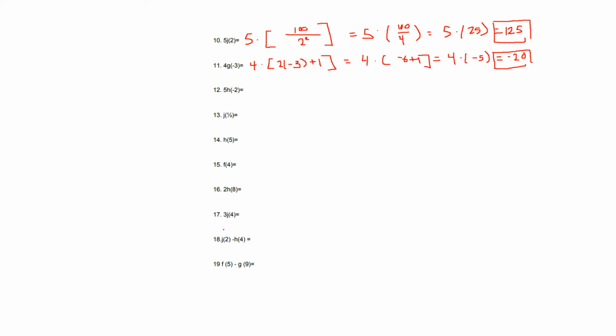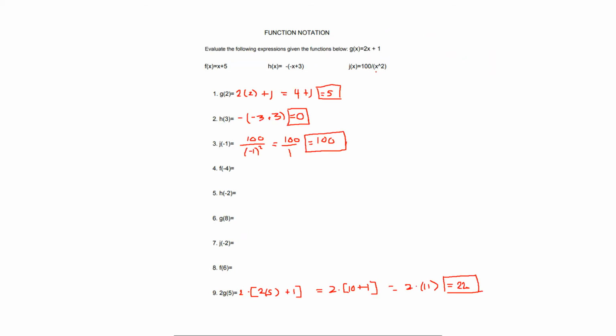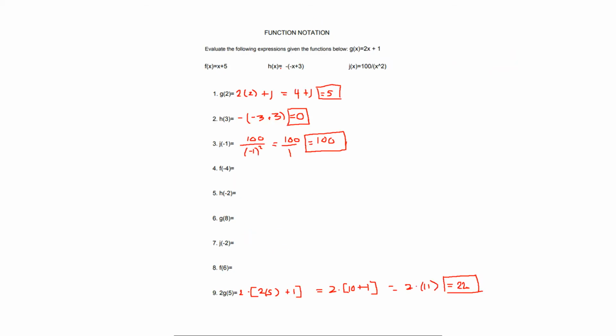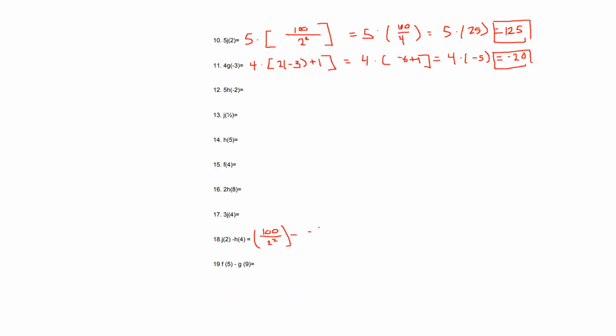If you look at number 18 here, basically what you're doing is just subtracting whatever you get for j of 2 and h of 4. So j of x is 100 over x squared. So 100 over 2 squared. You're subtracting this by h of x, and x is 4, and h of x is negative 1 times the quantity of negative x plus 3. So negative 4 plus 3.